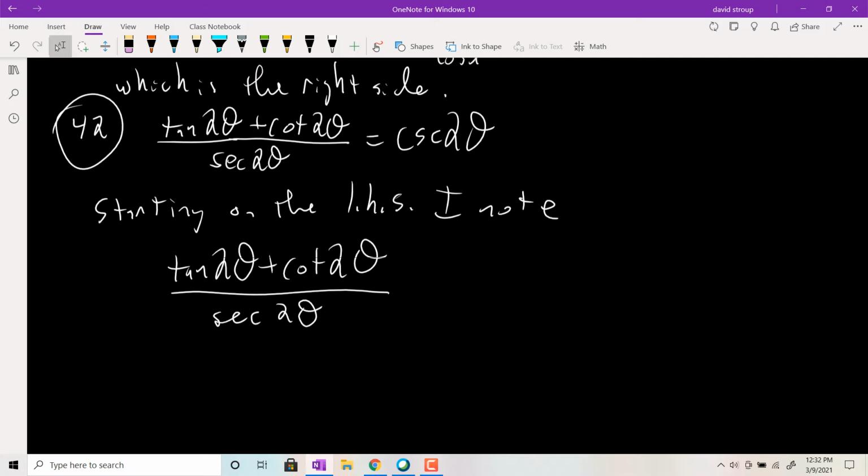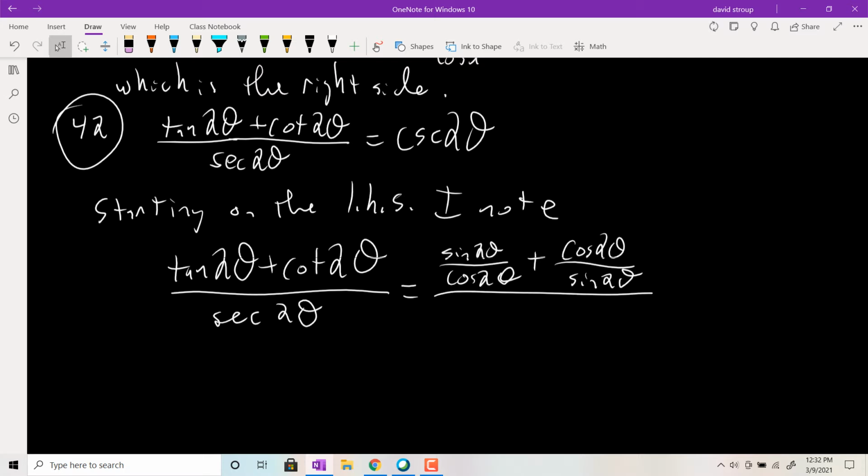I'm going to rewrite everything in terms of sines and cosines again. Okay, that just makes it easier on me for some reason. So I'll have sine of 2 theta all over cosine of 2 theta plus cosine of 2 theta all over sine of 2 theta, all over secant of 2 theta, which is 1 all over cosine of 2 theta. Okay. So I have this huge complex fraction. I can simplify it a little bit by multiplying top and bottom by the cosine of 2 theta.